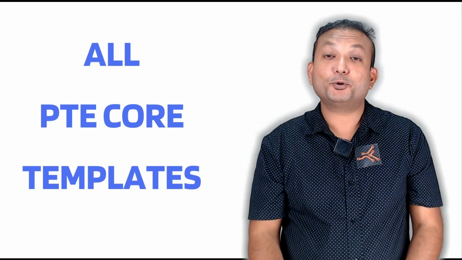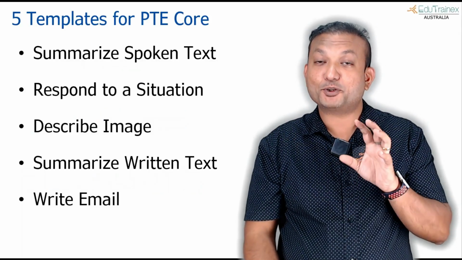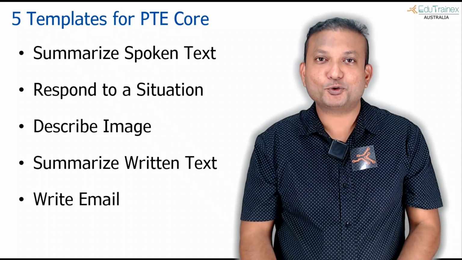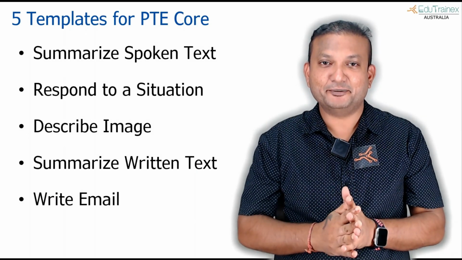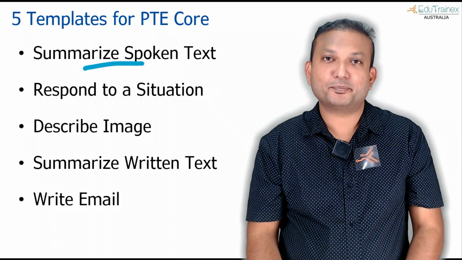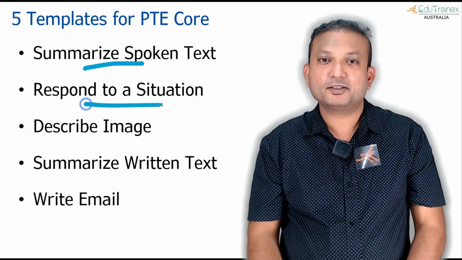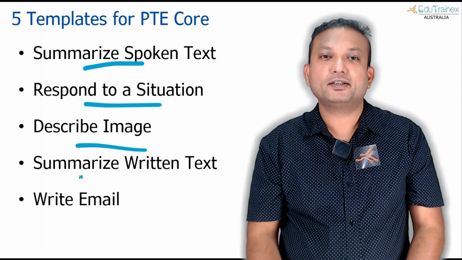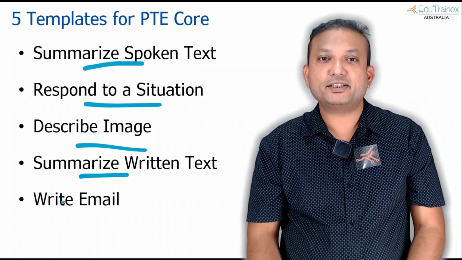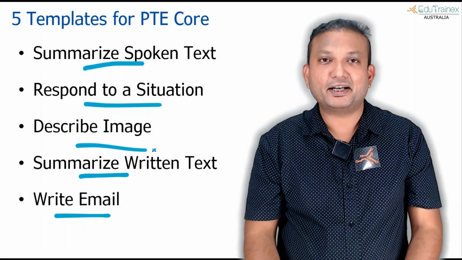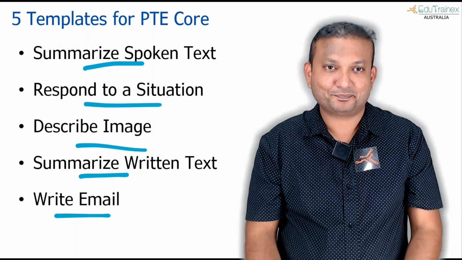So we are going to look at 5 different types of questions that appear in the PTE Core exam that can be solved using templates very easily. You can see on the screen, first one is from the listening section, summarize spoken text. From the speaking section, respond to a situation and describe image. From the writing section, we have summarize written text and write email. So let's start cracking each one by one.